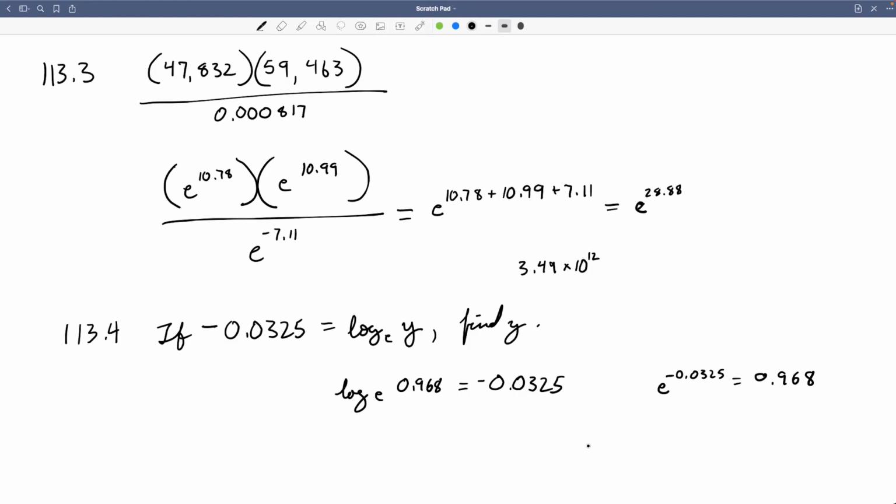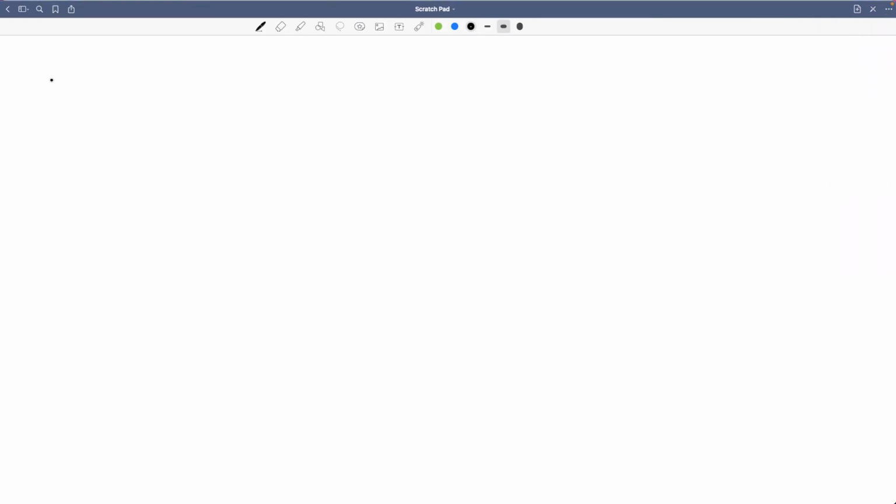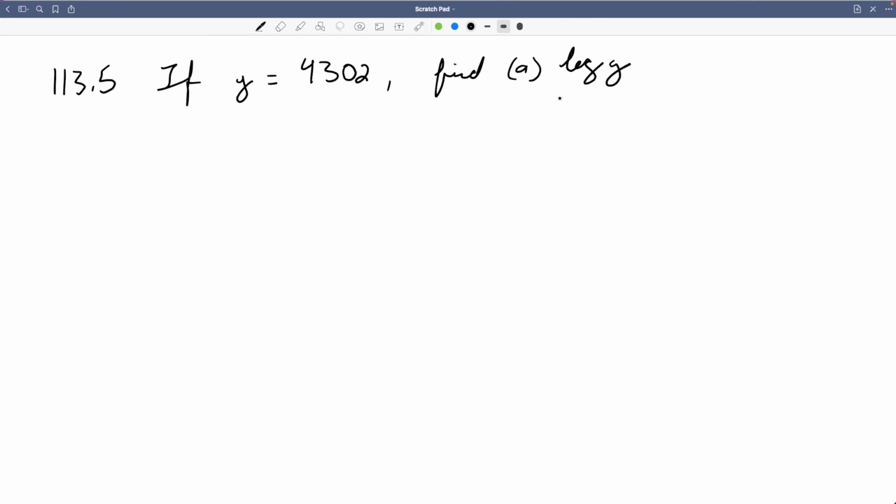All right, we have one more. 113.5. So if y is equal to 4302, find first, or A, the log of y, and B, the inverse log of y.